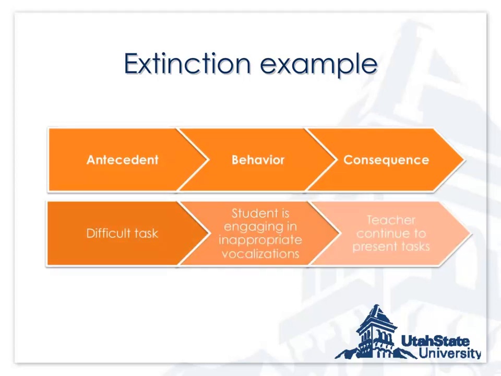Using extinction to diminish the inappropriate vocalizations consists in this case of continuing to present the task. For example, providing prompts or waiting until compliance occurs. Here, the problem behavior does not produce the removal of any aversive stimulus and is expected to therefore decrease.